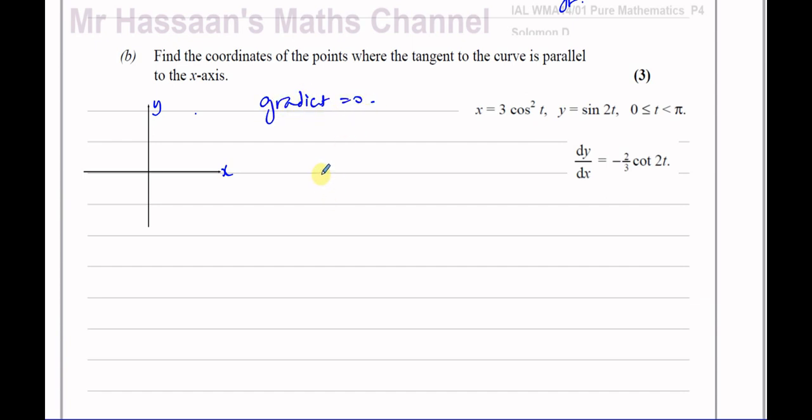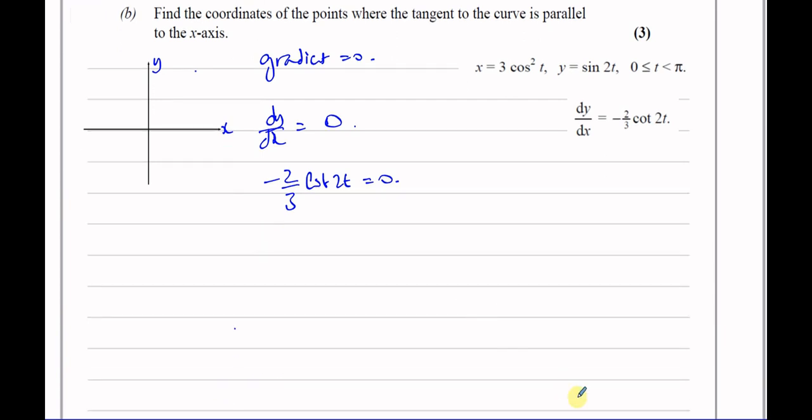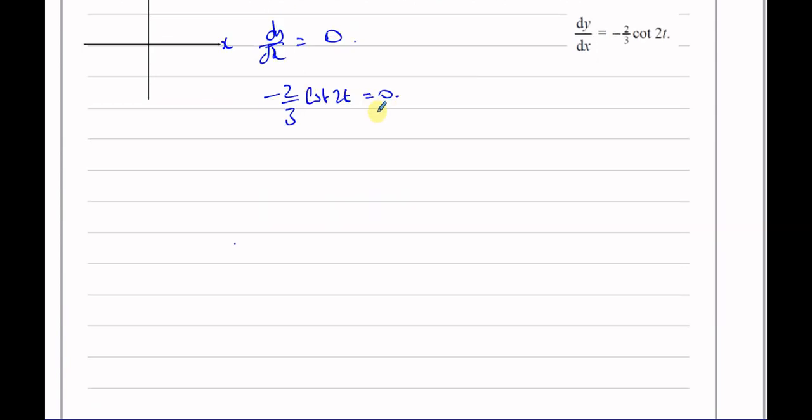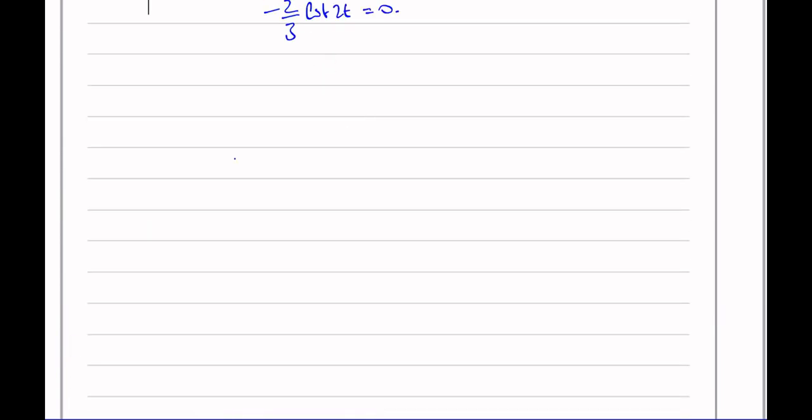So basically what they're asking us is to find the coordinates of the points where the gradient of this curve is equal to 0. So that's when dy/dx is equal to 0. So we've got minus 2 over 3 times the cotangent of 2t is equal to 0. That's what we have to find. So now let's solve that equation.